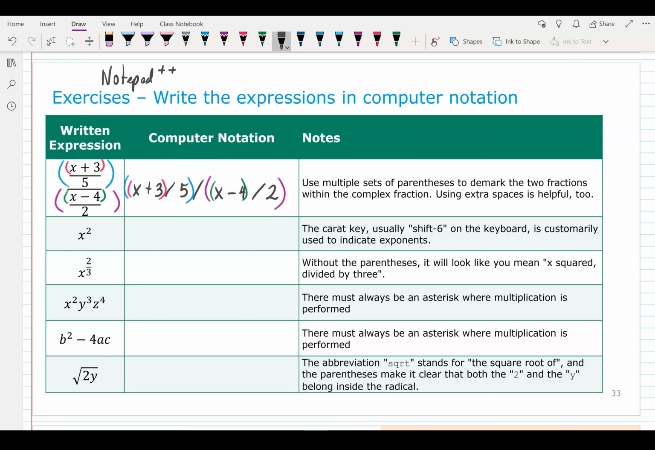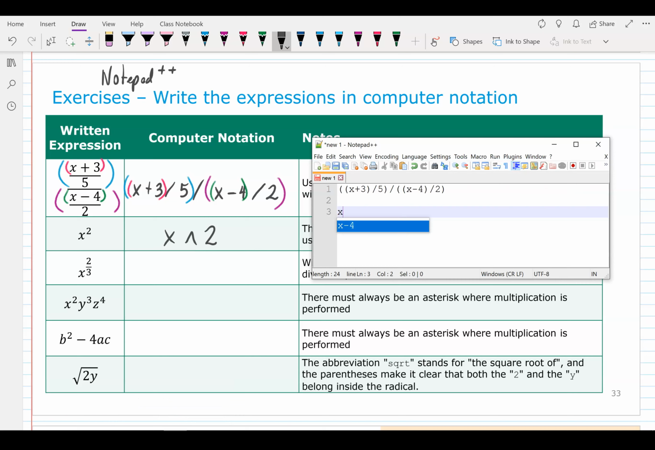X squared, that's a pretty easy one. It's just x power 2. We just use the caret. So that's x shift 6, 2.